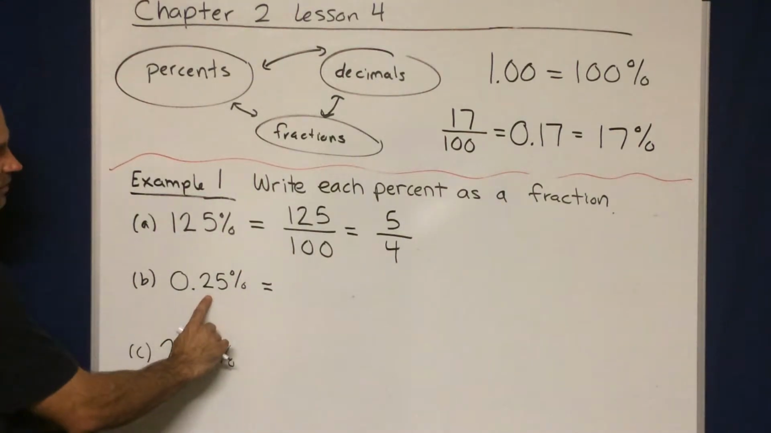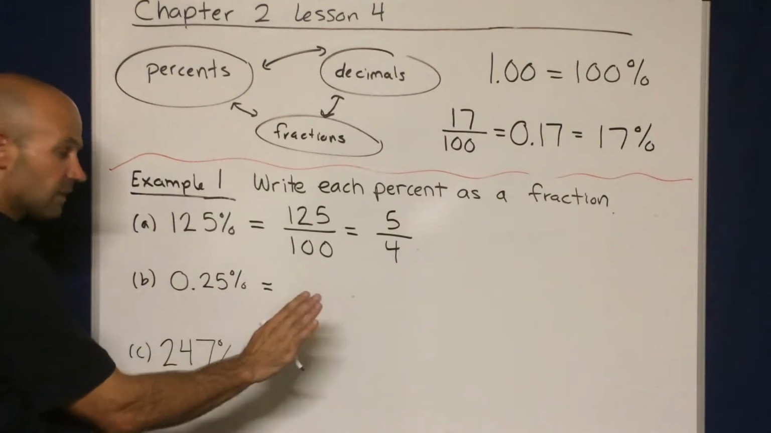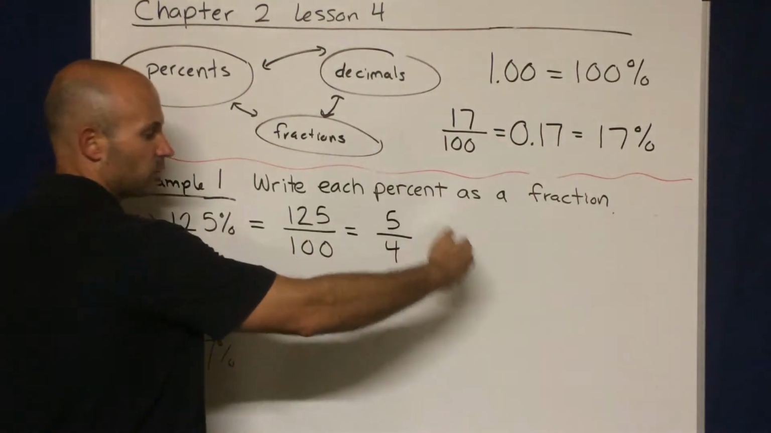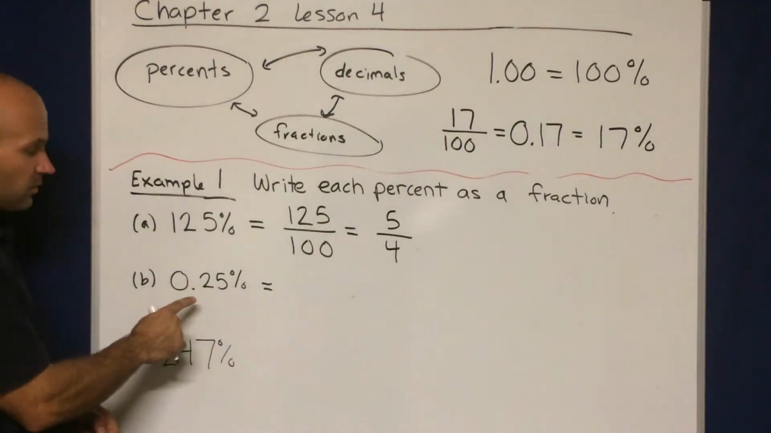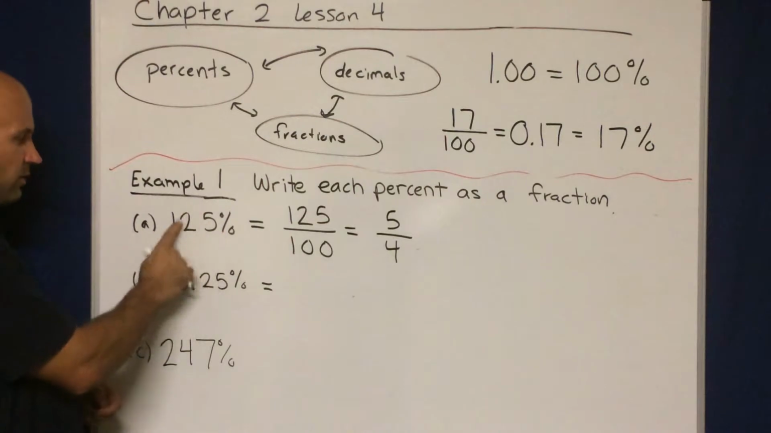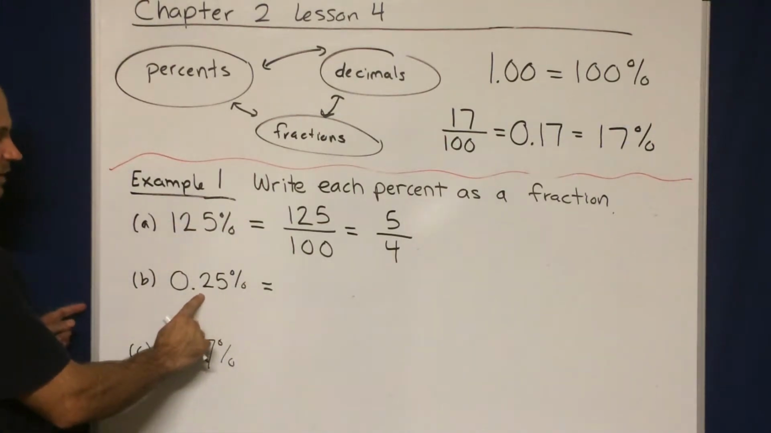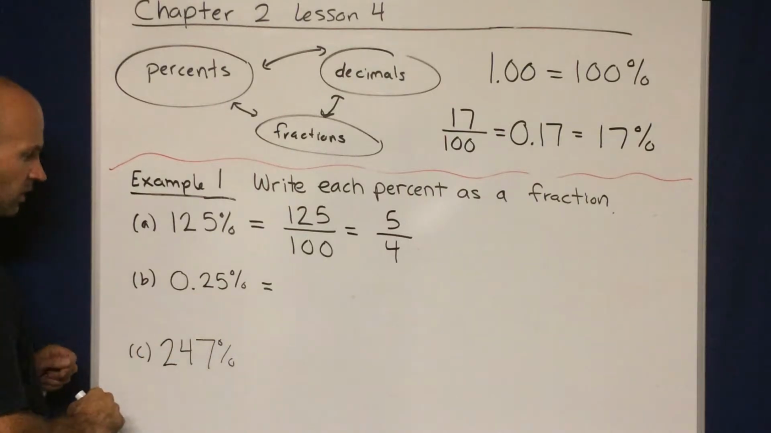For me, it's always nice to go from a percent to a decimal, and that doesn't take too much time, and then go from the decimal to a fraction in cases like this. We don't need to make life harder and do what we're doing in B for A. In A, we just made the jump. We went from percent to fraction in one step. But here I'm going to use decimals as a go-between.